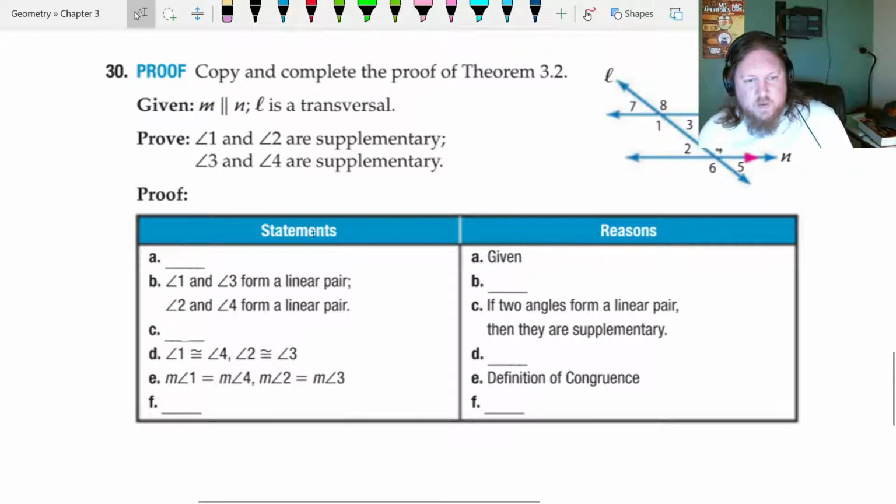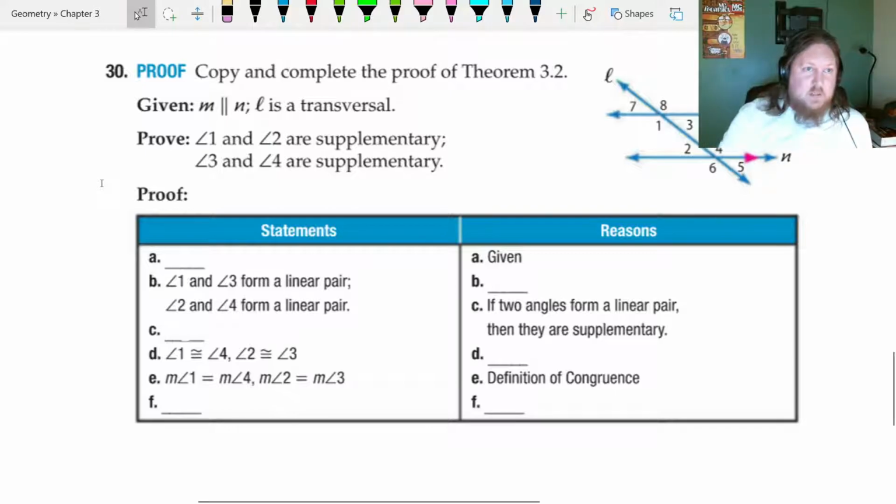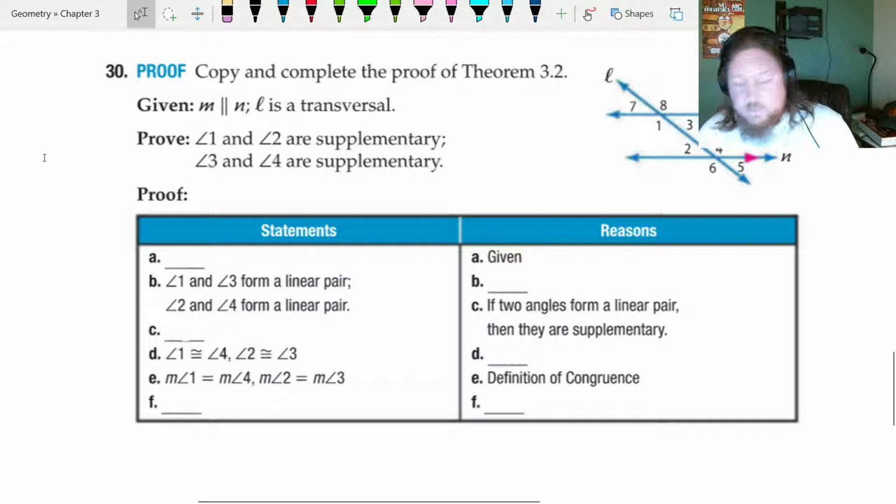Last one, number 30. Just so you know, Algebra 2 had one question. The video was longer than this. It was a hard question, and I made a mistake in it, which made it even longer.